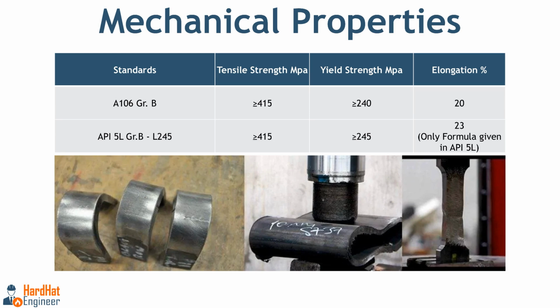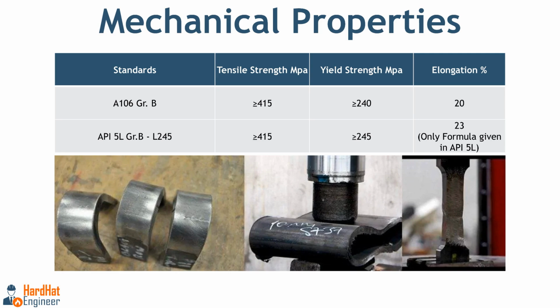However, there is a slight difference in yield strength, which indicates the stress at which a material begins to deform permanently. A106 grade B has a minimum yield strength of 240 megapascals, while API 5L grade B has a slightly higher minimum yield strength of 245 megapascals.